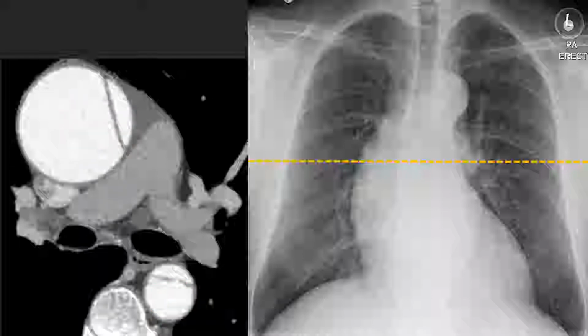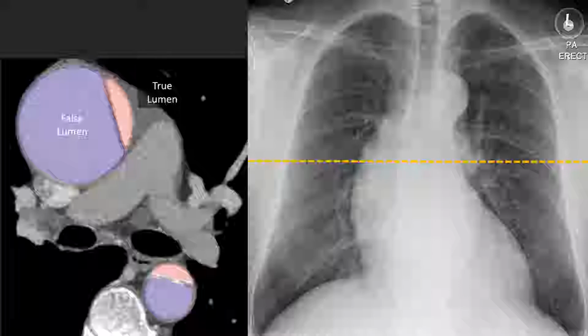The dissection creates two columns of blood. The first being the true lumen, which is continuous with the left ventricular outflow tract, and the false lumen, where blood is dissecting between the layers in the media. Typically, the true lumen is smaller in size due to compression from tension of blood accumulating within the false lumen, and the true lumen also tends to be the more medially directed channel, as we can see in this case.